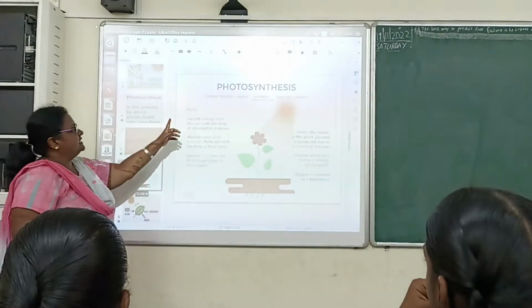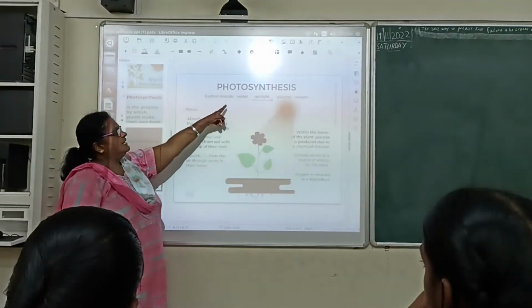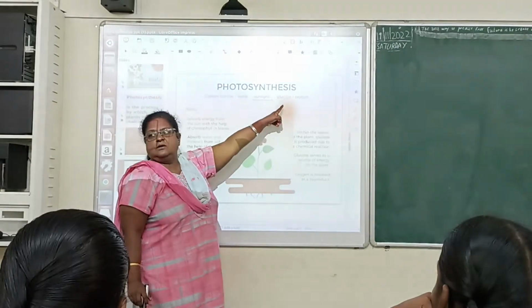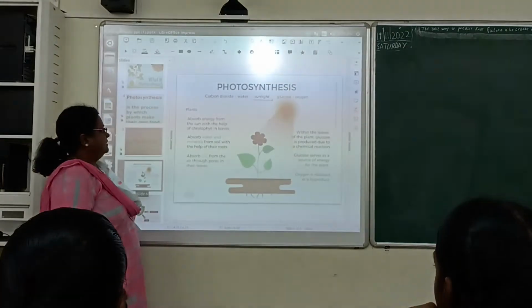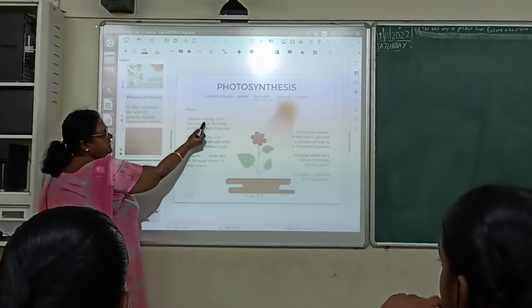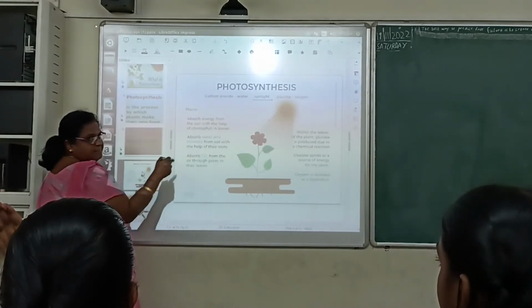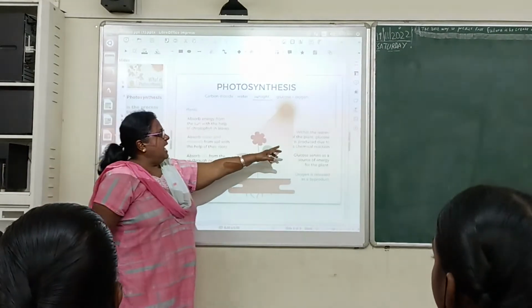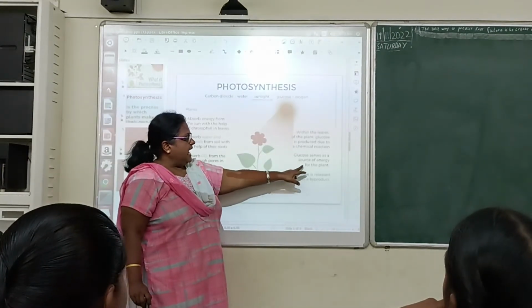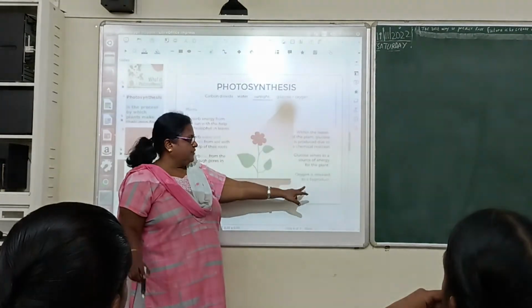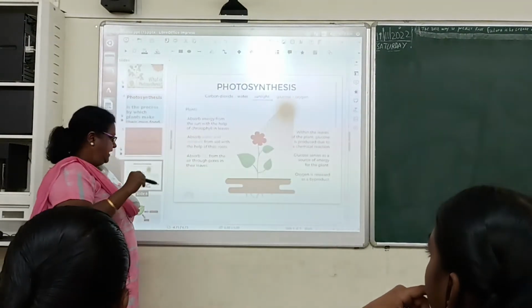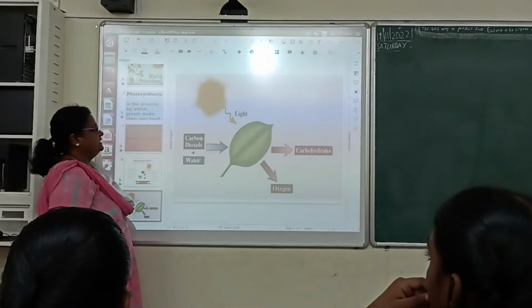Okay. Next, this is the formula. Carbon dioxide plus water, in the presence of sunlight, prepares glucose and oxygen. So it absorbs energy from the sun, water and minerals from the soil, and carbon dioxide from the atmosphere. And then it prepares glucose, and this glucose serves as energy for the plant, and oxygen is released as a byproduct, a product of photosynthesis.